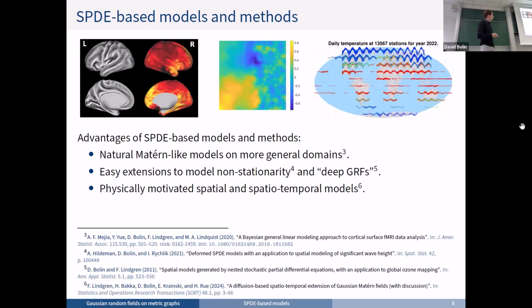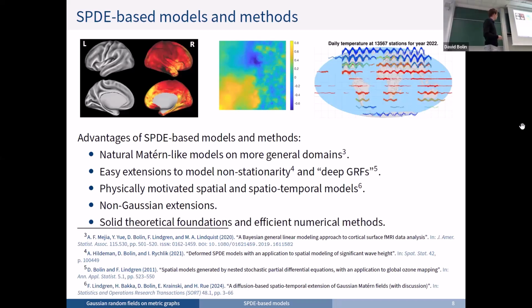You also get some kind of physical motivation here, especially if you work with spatio-temporal extensions that I will briefly mention later, because then you have this PDE formulation that could be physically inspired. And you can do non-Gaussian extensions by simply changing that driving Gaussian white noise to some non-Gaussian noise, and then you would still get the same covariance function, but more general marginal distributions. The nice thing also is that you have solid theoretical foundations here for numerical methods, because you can take advantage of a lot of the literature on finite elements.